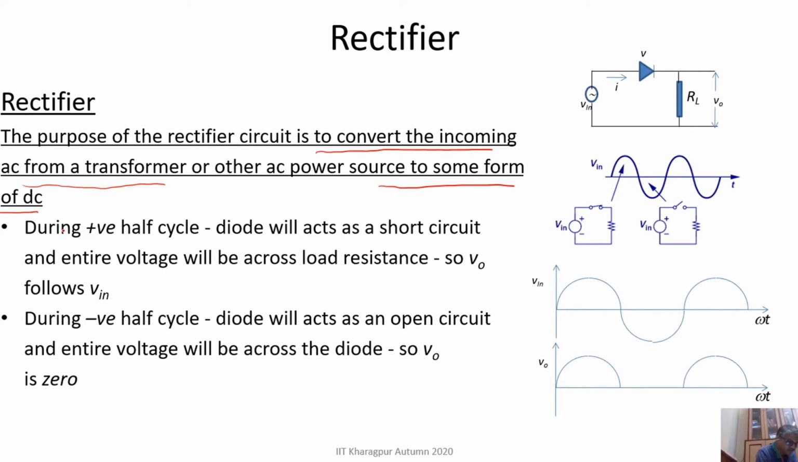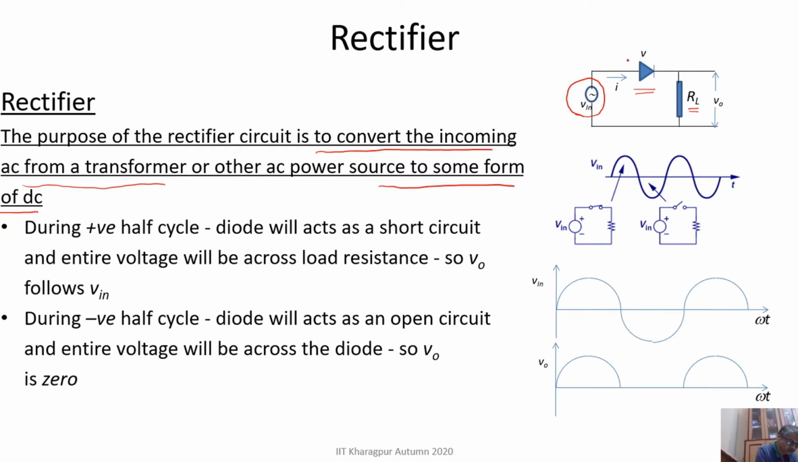Here I have drawn a very simple rectifier circuit, which contains a PN junction diode and a load resistor RL. I have an AC signal V here, which can come from a transformer. This is often known as a half wave rectifier. Why it is a half wave rectifier we will discuss in a minute, but let me explain how this circuit works.